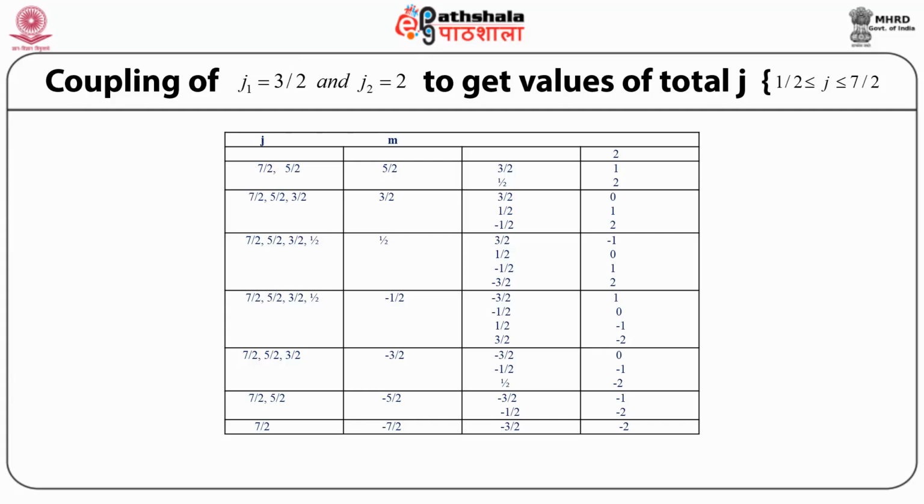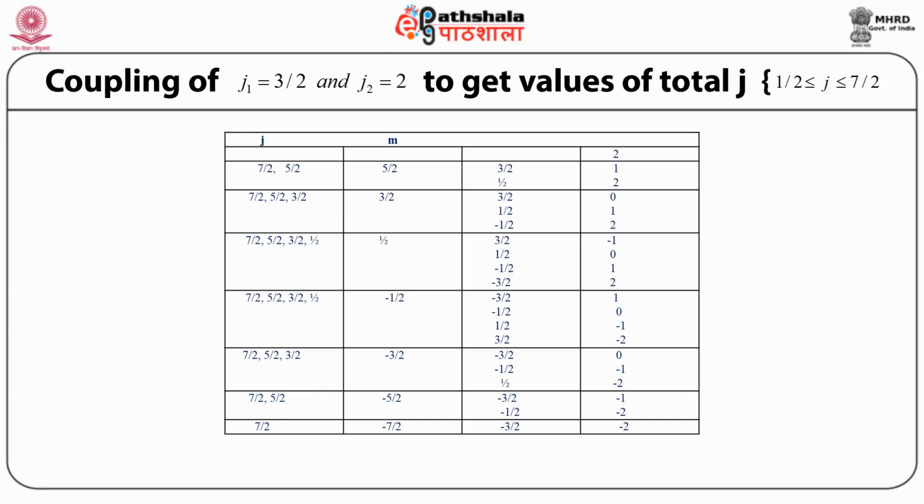So, if J takes the value 7 by 2 and 5 by 2, then M will be equal to 5 by 2, resulting in M1 being equal to 3 by 2 and 1 by 2 and M2 being equal to 2, 1. For J equal to 7 by 2, 5 by 2 and 3 by 2, M can take the value 3 by 2 and correspondingly the values of M1 are given by 3 by 2, 1 by 2, minus 1 by 2 and M2 are given by 0, 1, 2.